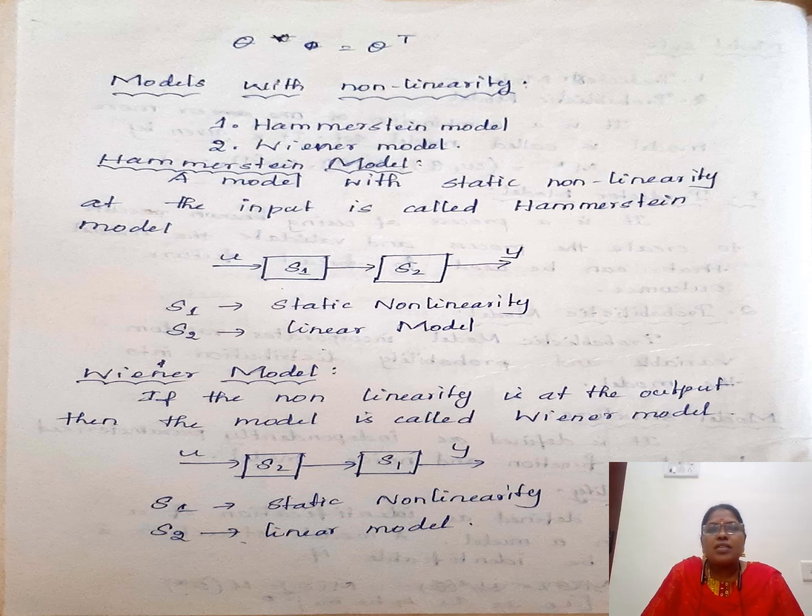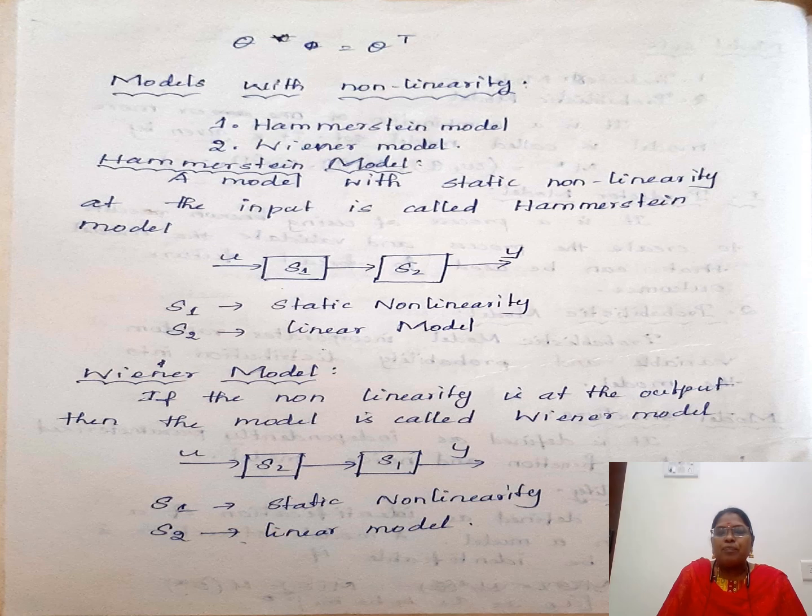Next, what are the models used for nonlinearity? One is the Hammerstein model, another one is the Wiener model. The Hammerstein model is nothing but a model with a static nonlinearity at the input. So this is the static nonlinearity, and this is your linear model. S1 is your nonlinearity, and S2 is your model. If you have a static nonlinearity followed by the model, we call that the Hammerstein model.